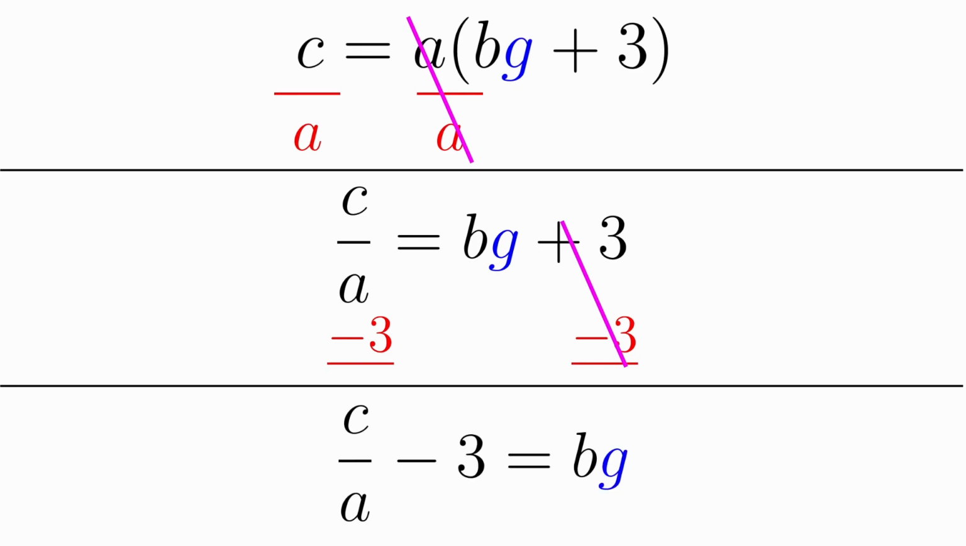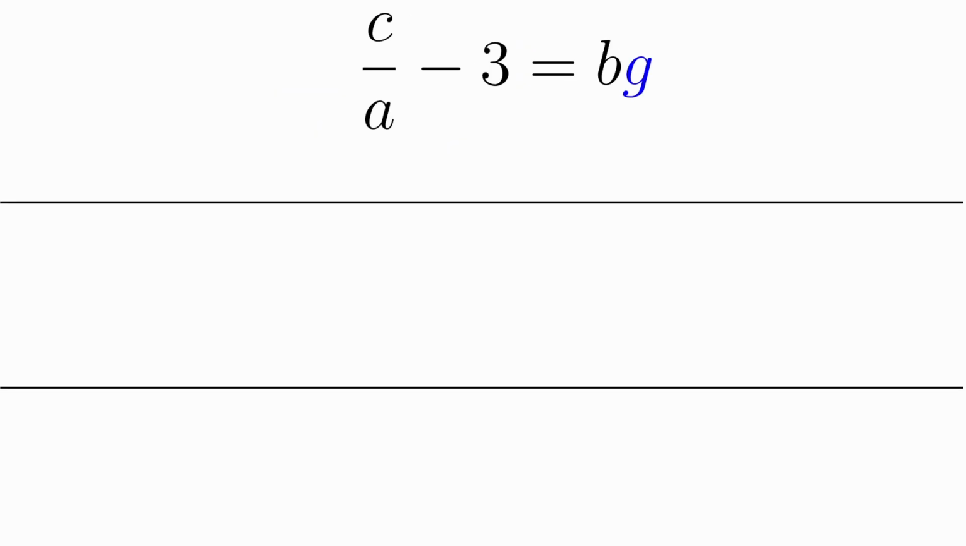And we get c over a minus 3 is equal to bg. Okay, next we've got to take care of that b. It's getting multiplied, so we're going to divide both sides by b. Now, if I write it like this, it's really nauseating to look at. It's very tricky. It's like, what the heck does this mean?